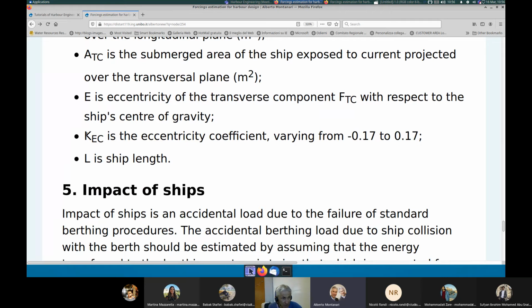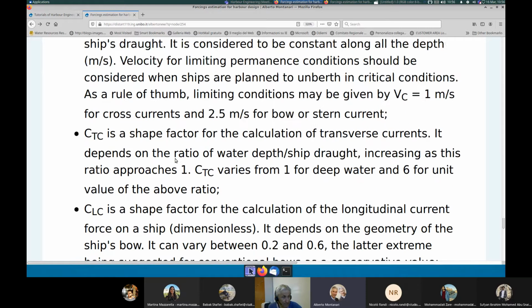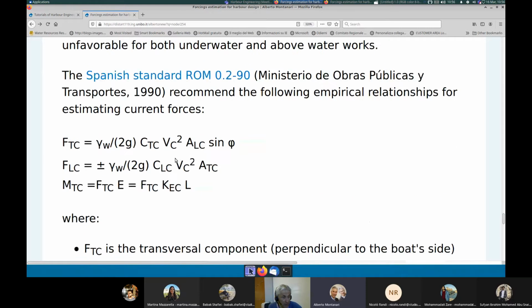KEC is the eccentricity, or I don't know how to pronounce it. Eccentricity, thank you very much. I think you understood it. And then there is a value arranged for the eccentricity. Again, I don't go into the details.